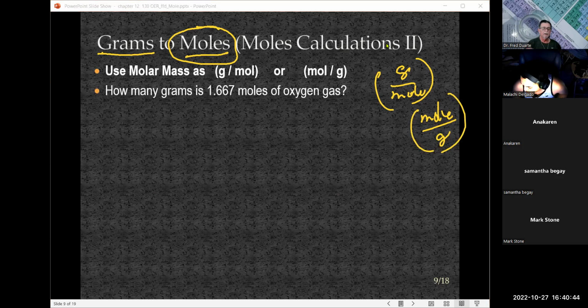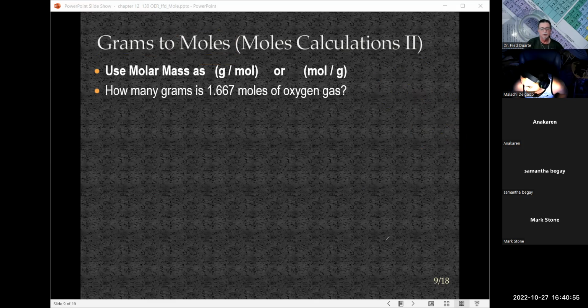Here is actually how many grams is 1.667 moles of oxygen gas. Okay, well, first point, we're talking about oxygen gas, not oxygen atoms. So we need the molar mass for oxygen gas. And we know that oxygen gas is diatomic. Each oxygen has an atomic weight of 16. So if we have two of them, the molar mass is 32.0 grams per mole for oxygen.